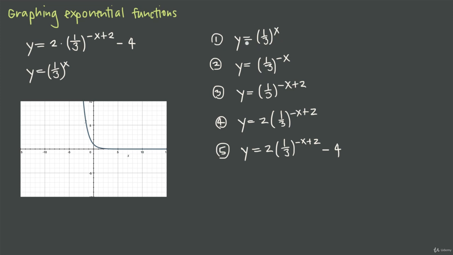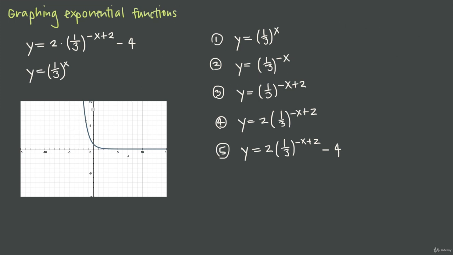So we already have the graph of this first one. What happens when we change x to -x to get to this second equation? Well, when you replace x with -x, what you're doing is flipping the graph over the y-axis. You're creating the mirror image of the graph over the y-axis.